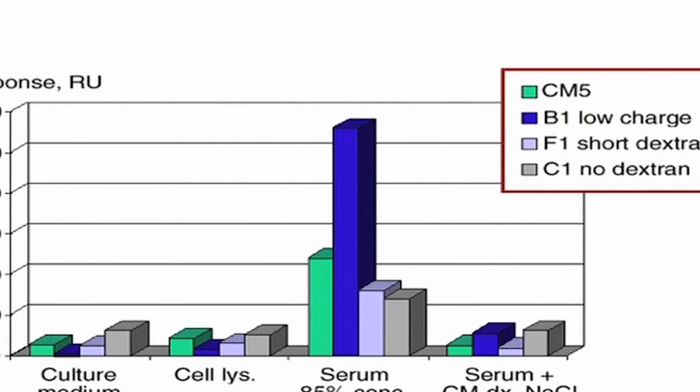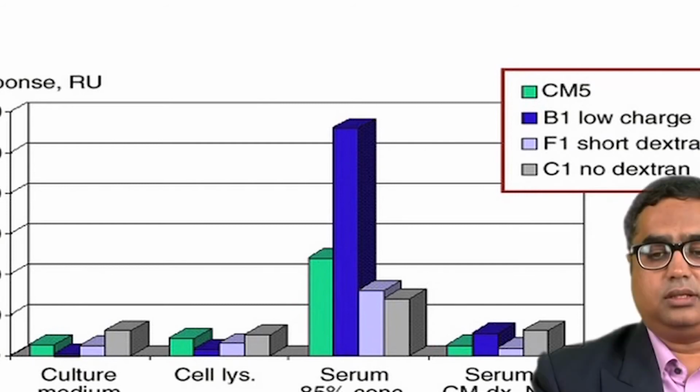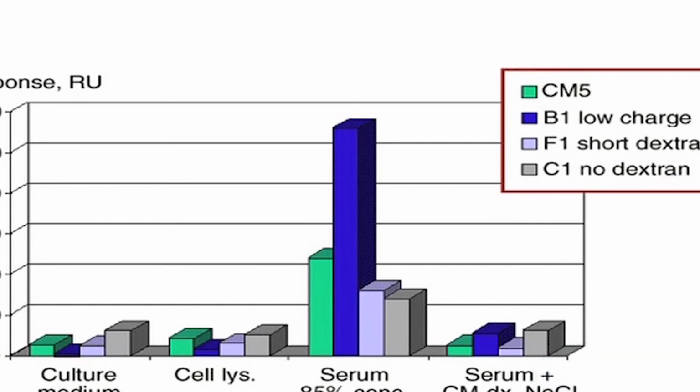The CM surfaces are very good with non-specific binding, which means they have very little non-specific binding when used with culture media, with cell lysates, and with serum, both diluted and undiluted. Also, these days people use these sensor chips for immobilization of cells, bacteria and viruses, and also for the passage of very complex analytes like blood.